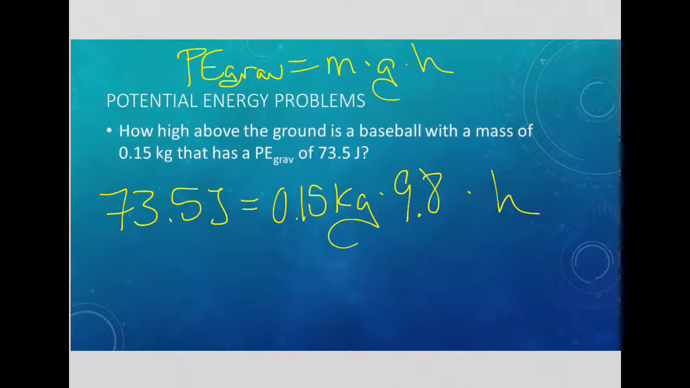And so if I put this into my calculator, that'll be 73.5 divided by 0.15 divided by 9.8. That equals 50. And that'll be in meters for our height.